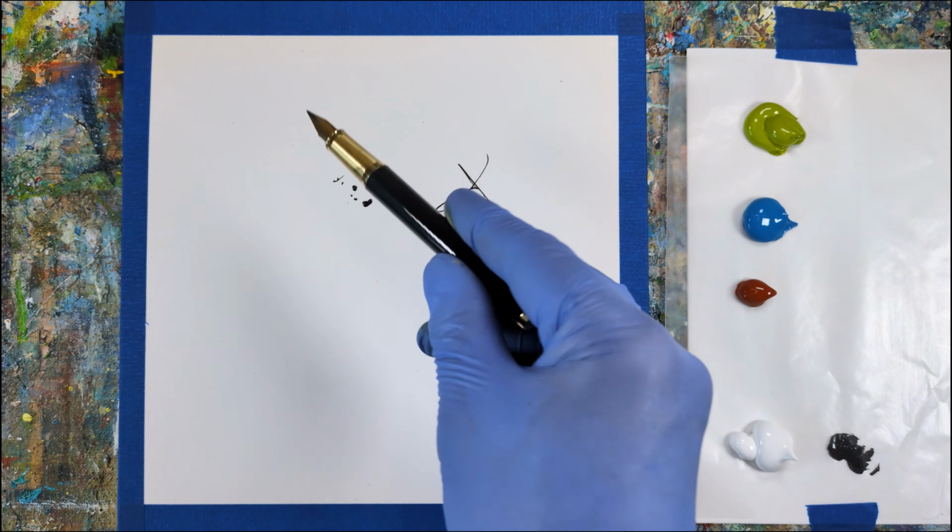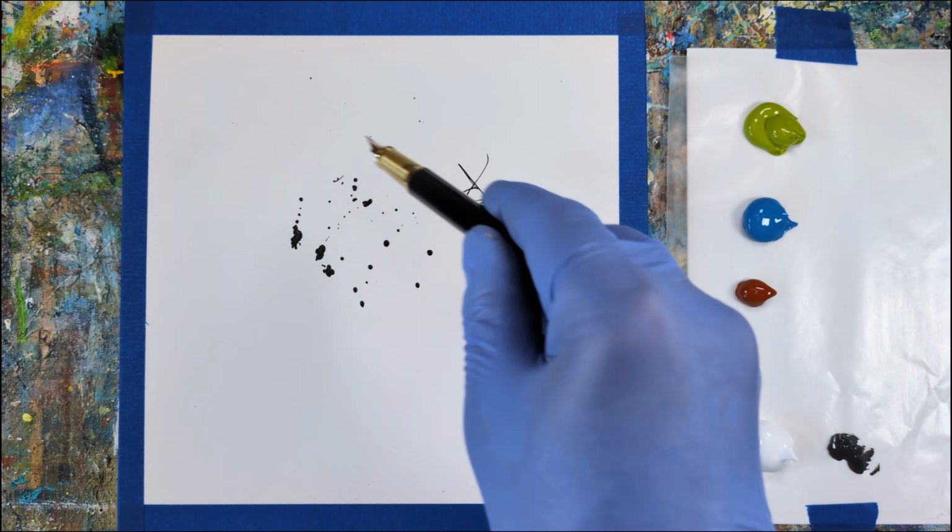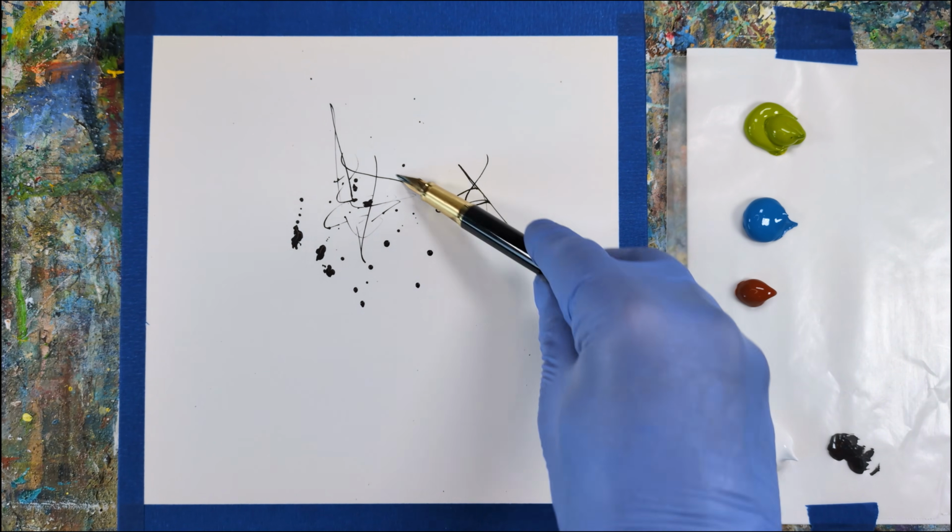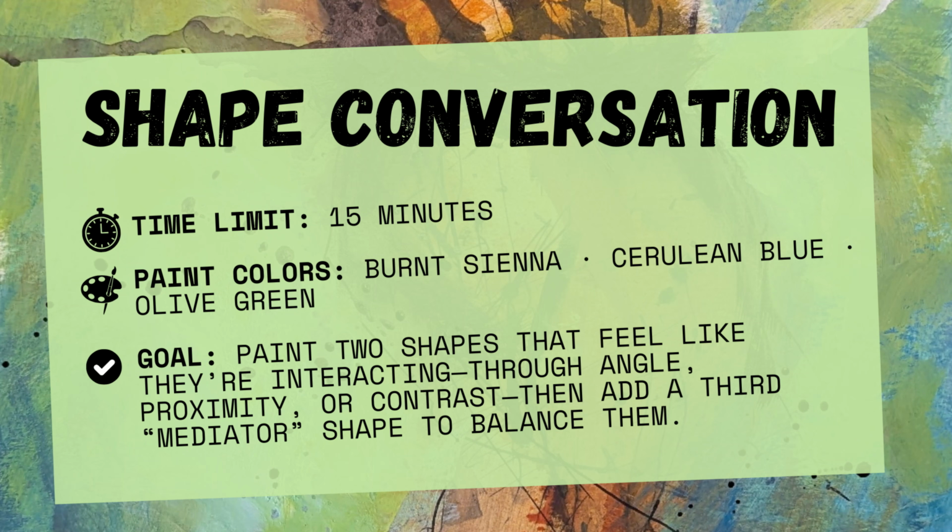Today we're exploring how to create tension and balance in intuitive abstract painting using a prompt called Shape Conversation. The prompt is simple. We give ourselves 15 minutes to paint. We use burnt sienna, cerulean blue, olive green, or the closest colors you have to those, plus black and white. And the goal is to paint two shapes that feel like they're interacting through angle, proximity, contrast, or visual weight, and then introduce a third mediator shape to balance them.